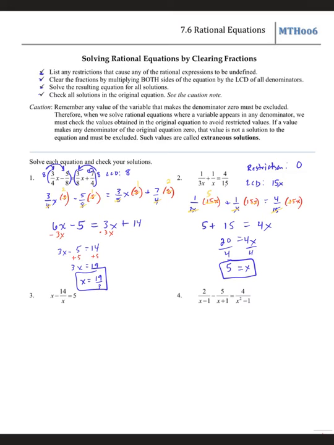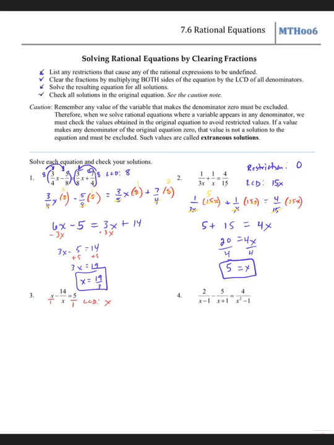The only thing that's really different about 3 is we have some terms that are not fractions. So if you need to, for one like number 3, fill in some denominators. This would be x over 1. This would be 5 over 1. So here you would see your least common denominator would just be x. So you'd have to multiply an x by every single term. Again, I'll let you go back and finish that one.